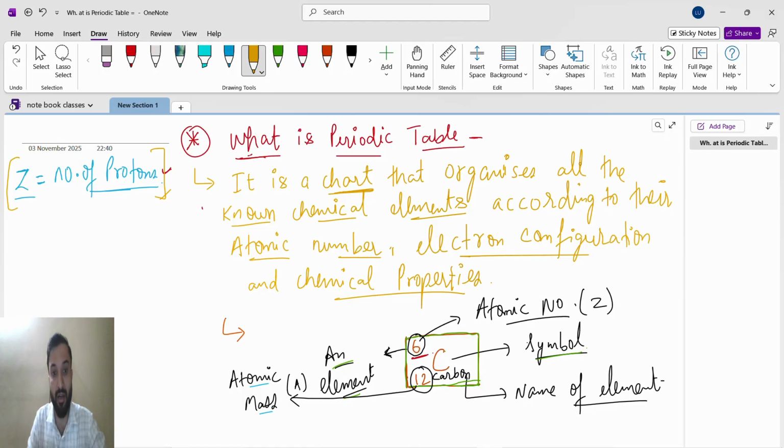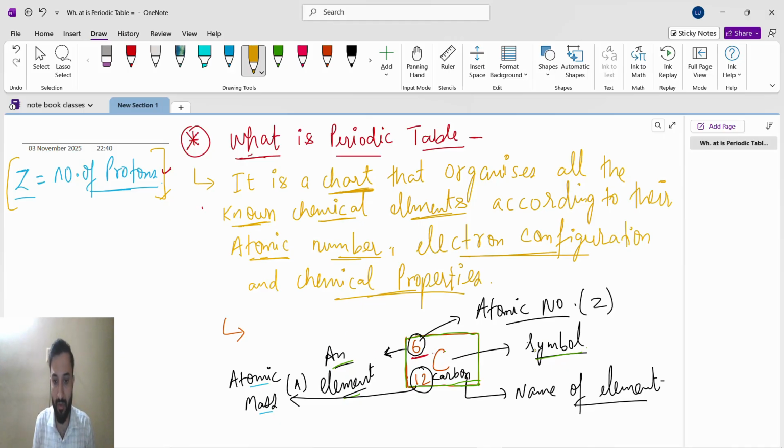So now we understand what the periodic table is. It is a chart that organizes all the known chemical elements. We will not take elements which are not discovered or yet to be discovered. It organizes the known elements according to their atomic number, electronic configuration and chemical properties. Second, each box on the periodic table represents an element. Write this down: a box is an element.